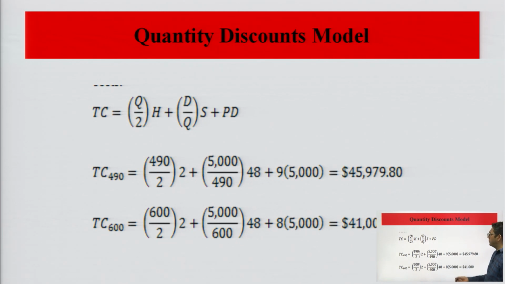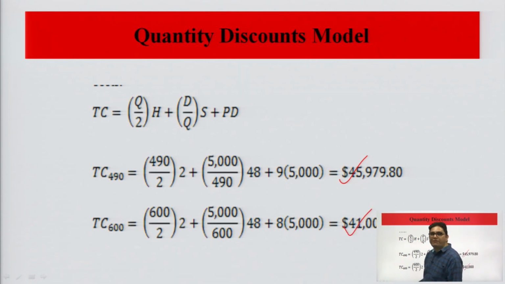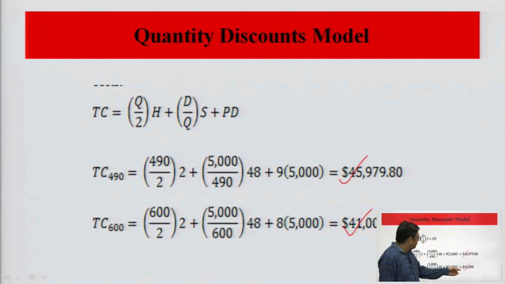Again, it is about the total cost, Q upon 2 H plus D upon Q S plus PD, and in the same way we have calculated. We find that the first option is 45,979.80 and the other is 41,000. Obviously, as compared to 45,979, 41,000 is much lower in terms of total cost. So this could be a much more viable and ideal option for us.